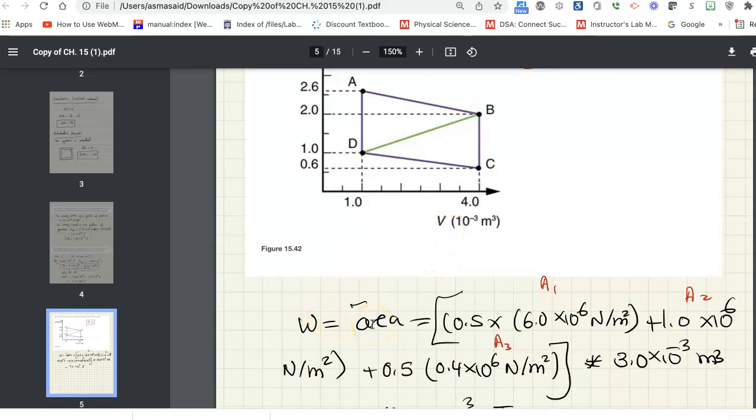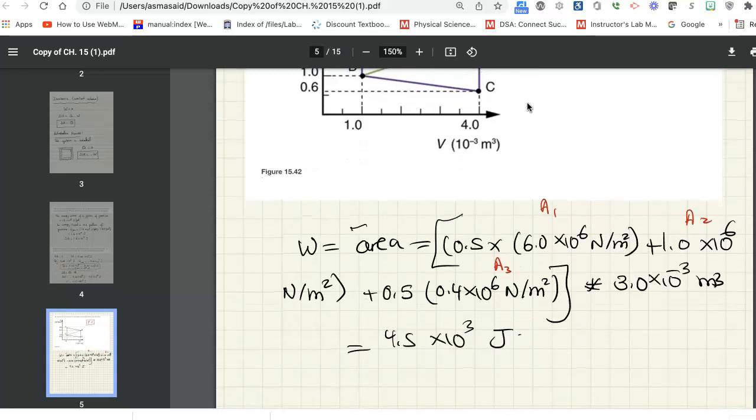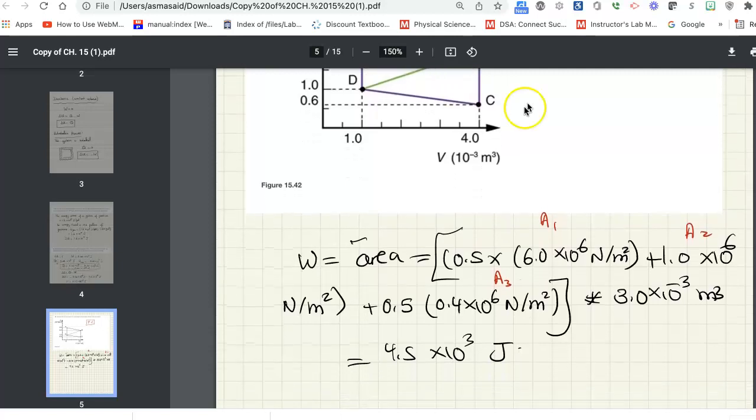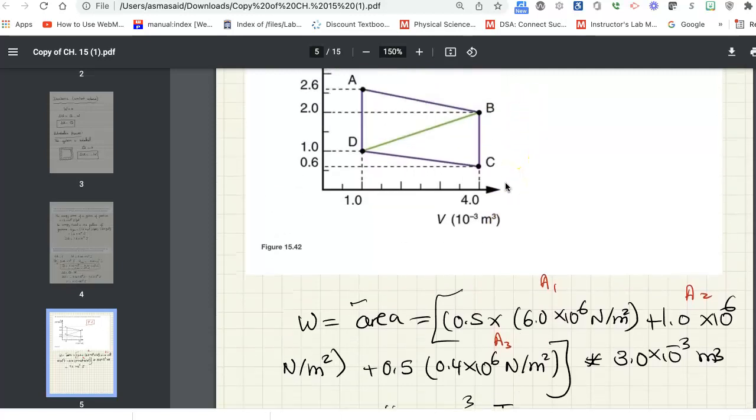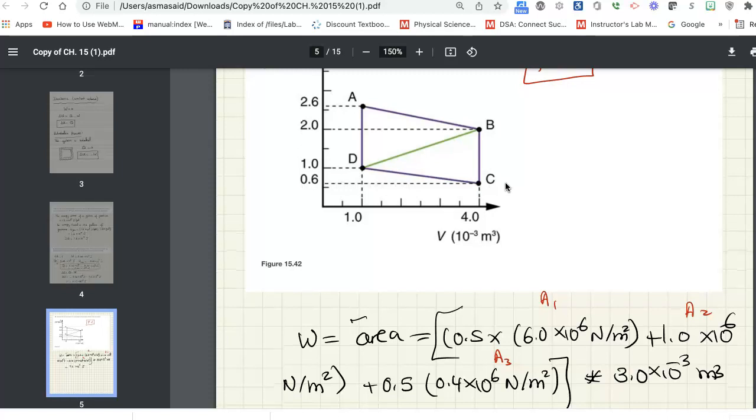And I can calculate the work as A1, which is a triangle. I can dissect this into different pieces, A1, A2, and A3. And based on that, I will be able to calculate the total work done by calculating the area under the curve.